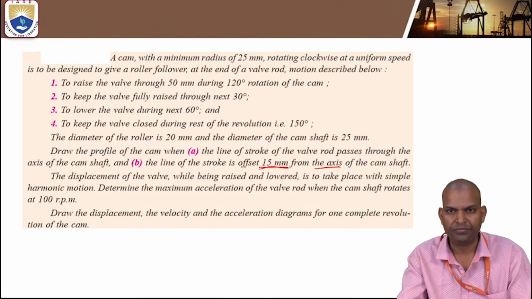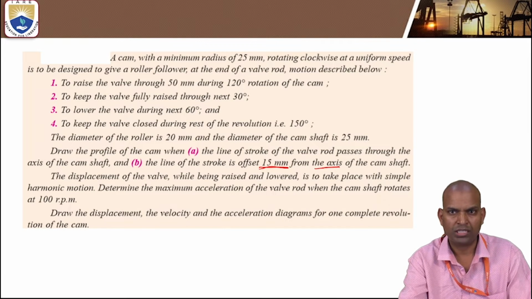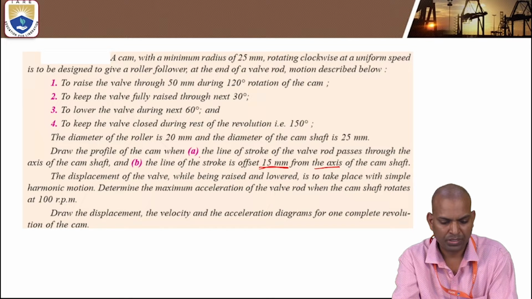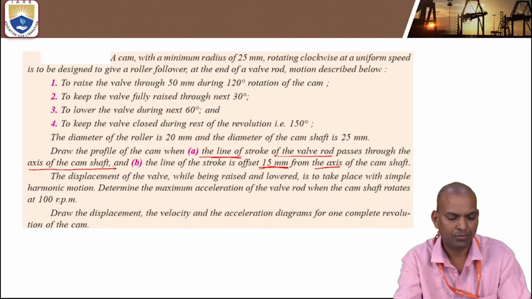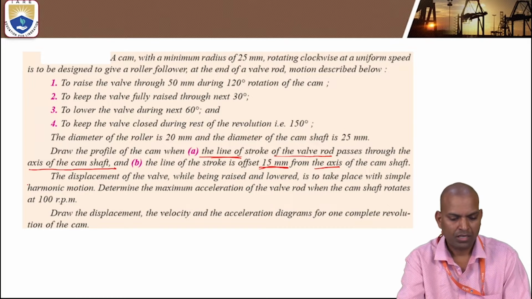In the previous session, we covered how to draw a cam profile with the same data for a case study where the axis of the follower is passing through the center of the camshaft. That is case study A. That means the line of the stroke of the valve rod passes through the axis of the camshaft. But in this, we are going to study the second case study.